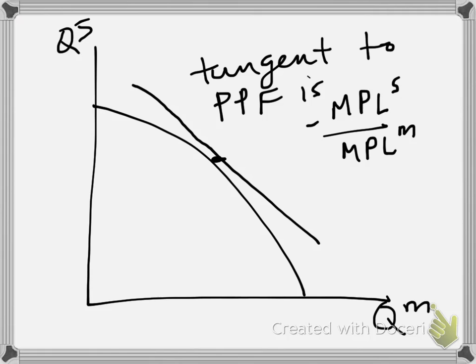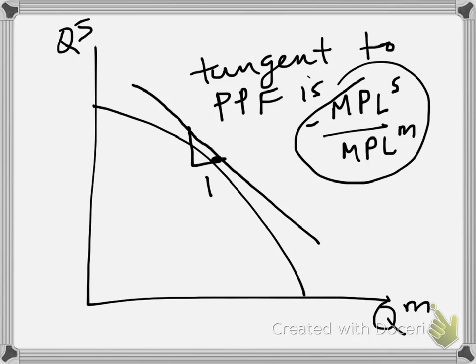One thing to note is that the production possibility frontier is also a representation of the opportunity costs of production. The tangent line to the production possibility frontier at any point, that is the slope of the production possibility frontier, is given by minus the marginal product of labor in the soy sector over the marginal product of labor in the meat sector. That is how much soy you get by giving up a unit of meat. So the slope is 1 unit of meat, and then how much soy you get.